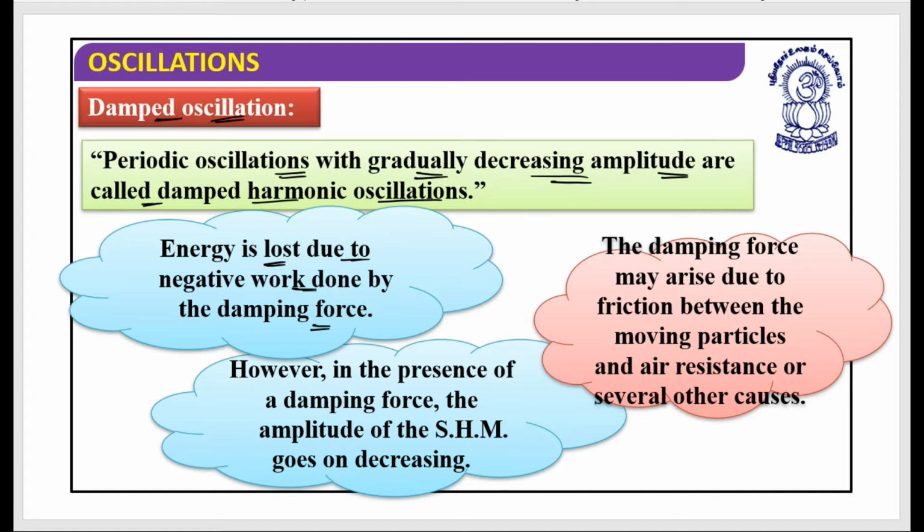This damping force may arise due to the friction between the moving particles and air resistance, or it could be due to several other reasons. So in the presence of this kind of damping force, the amplitude of the SHM goes on decreasing, and this kind of oscillation is what we call damped oscillation.